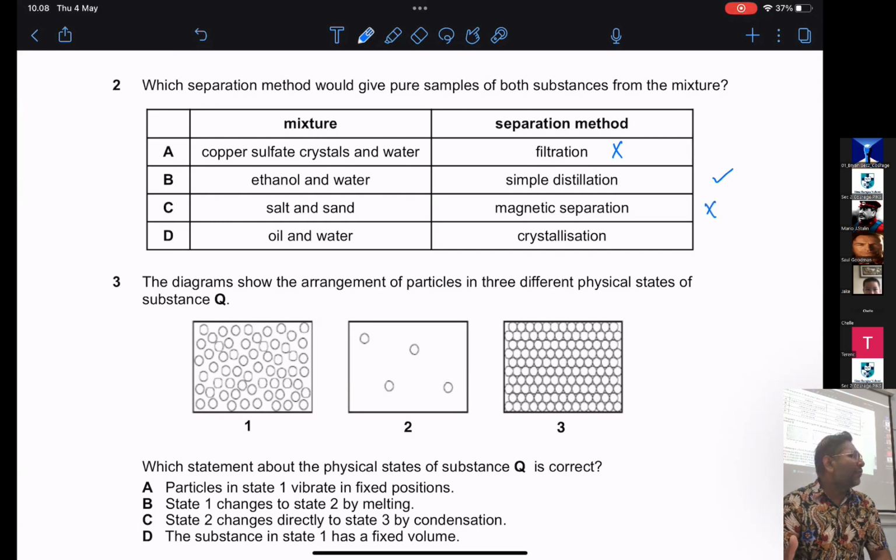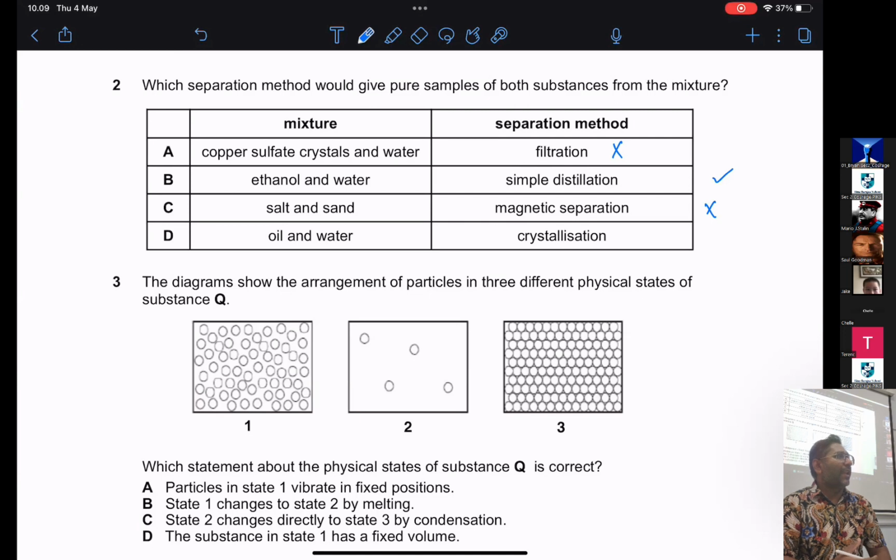Oil and water, and you want to do crystallization? Definitely no. When do we use the crystallization method? For separating something that can be crystallized. How do you know which one can be crystallized? For your syllabus, just remember copper sulfate. Copper sulfate can be crystallized. Other things like oil and water, you cannot actually separate them using crystallization.